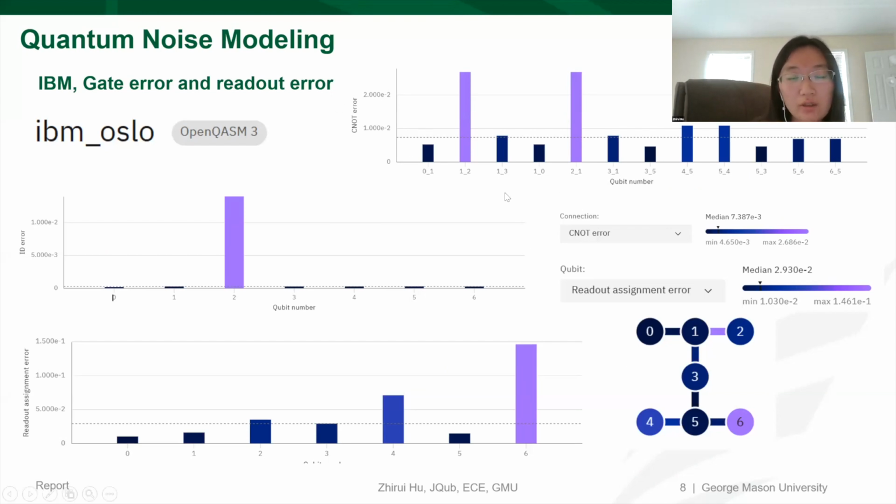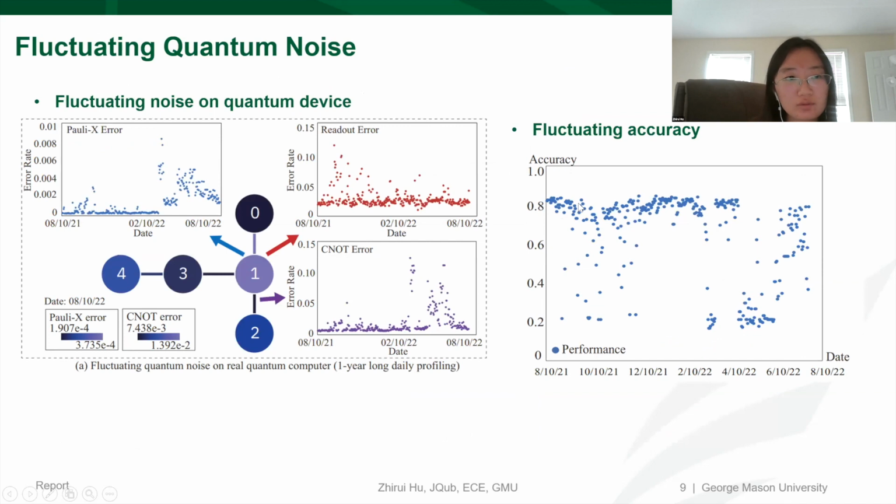There are other works on noise modeling. I think they take different forms, and there are two main kinds of modeling methods. One is to describe the process, and the other is to describe the result. After the noise modeling, there is another property of the noise on quantum devices.